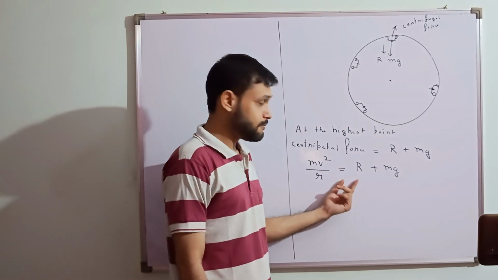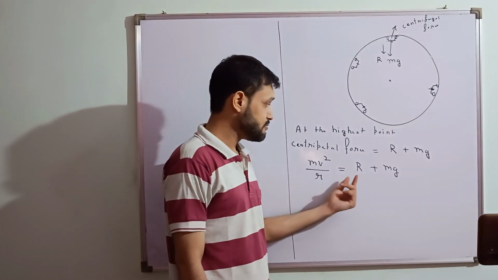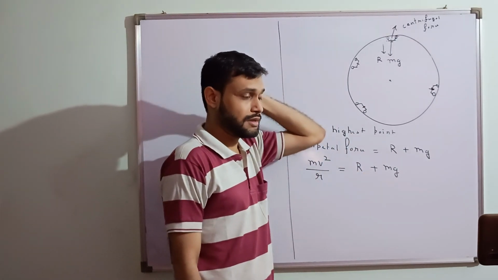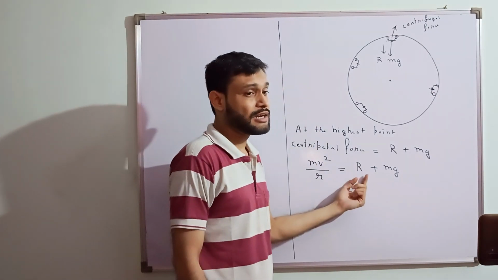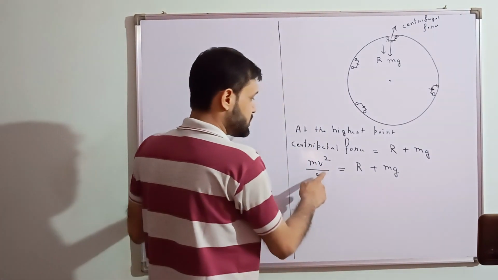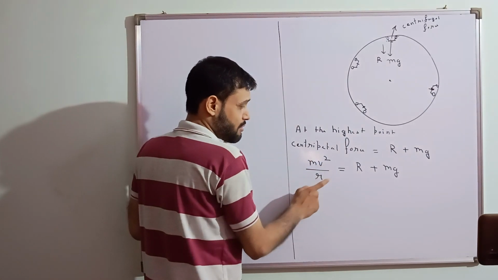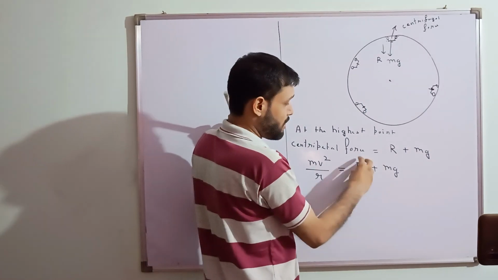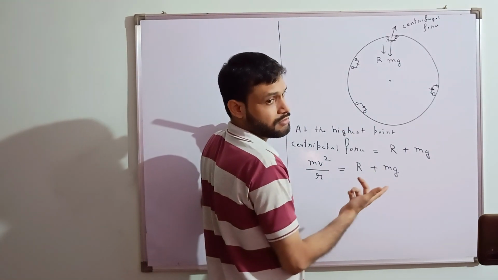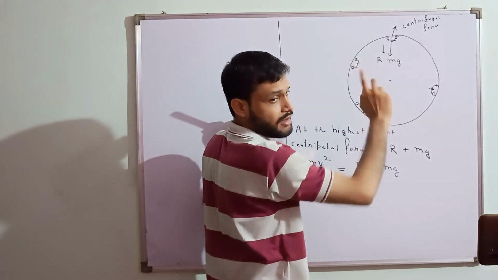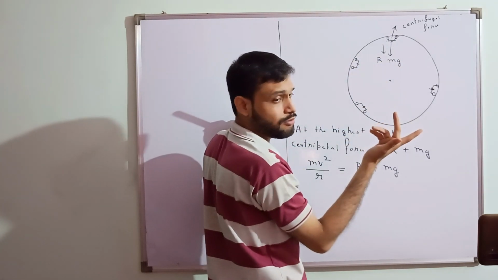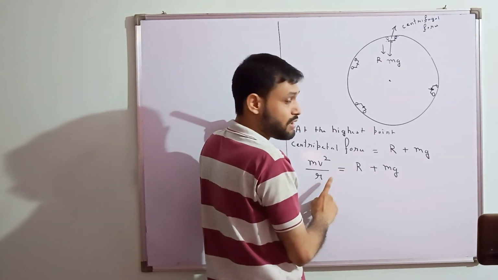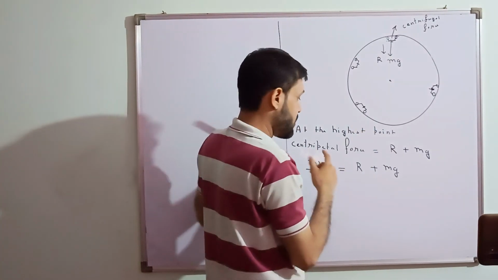Now the next thing is what? To move with the minimum velocity at the highest point, what should be the criteria? You can see mv square by R is equal to R plus mg. Now this mg will remain the same, but this normal reaction can come to 0, isn't it? It can become 0 or it can have any value. So if the normal reaction becomes 0, that will be the minimum velocity with which the object can move. Okay.